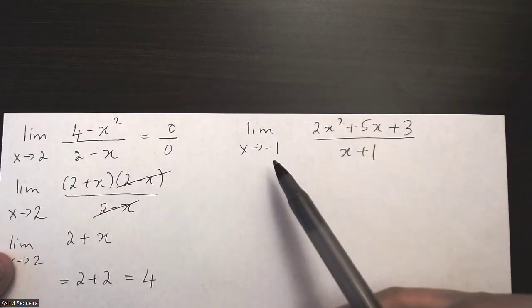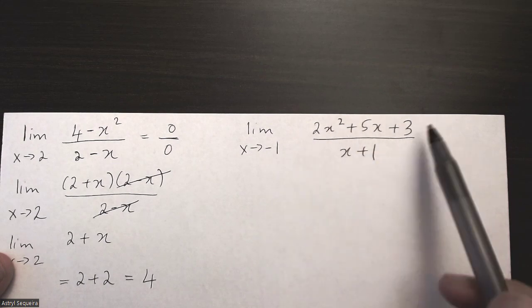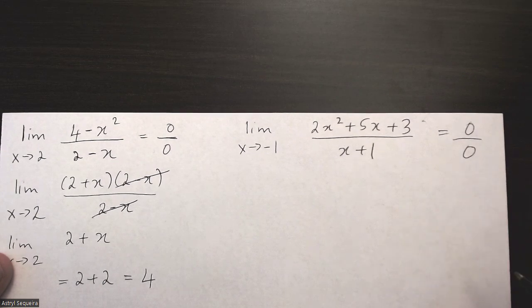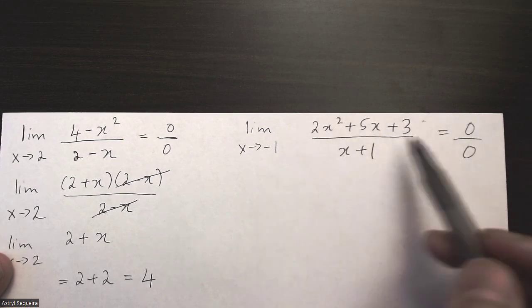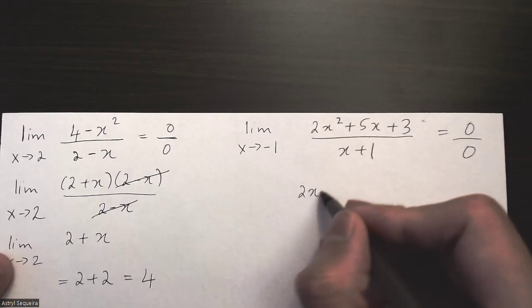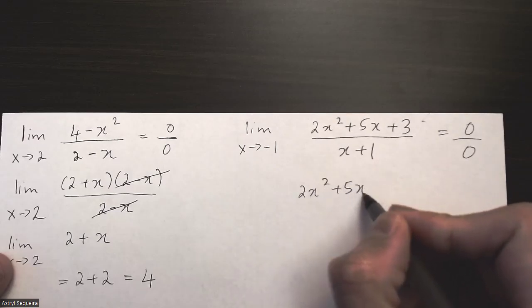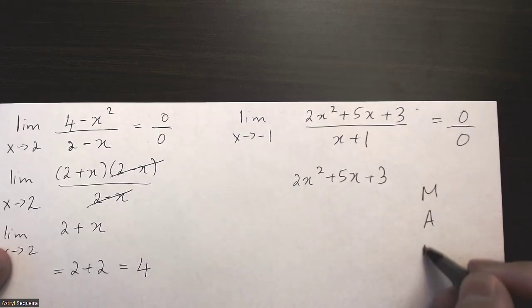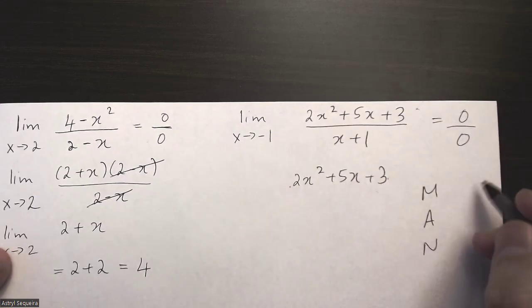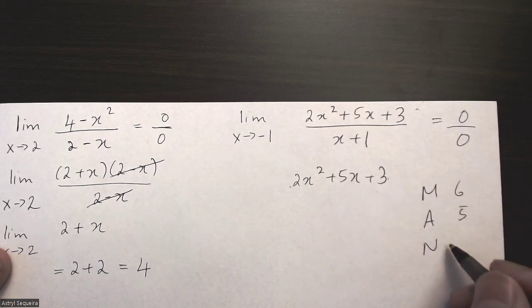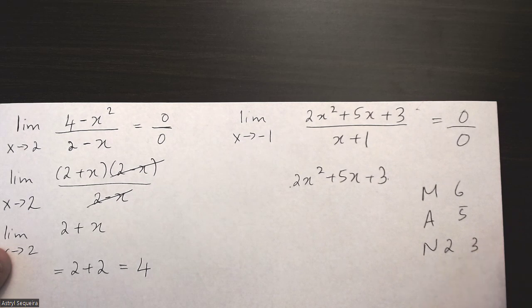So the second question here, if I sub in a -1 into this, I'll get 0 divided by 0, which is indeterminate. So I need to factor, in this case, I need to factor the top again. That's a complex trinomial. I'll factor that really quick using my MAN method. My M is 2 times 3, which is 6. My A is 5, so my two numbers are 2 and 3.